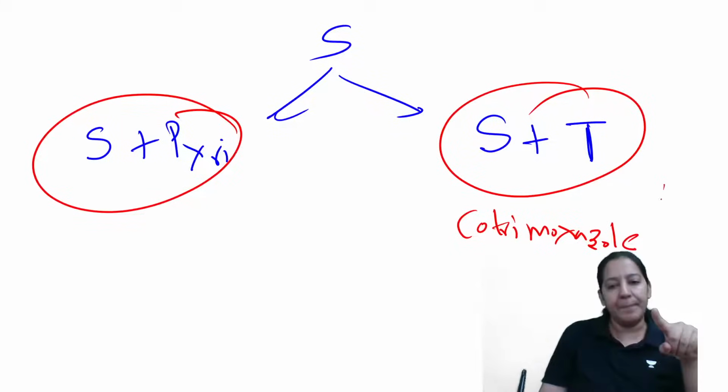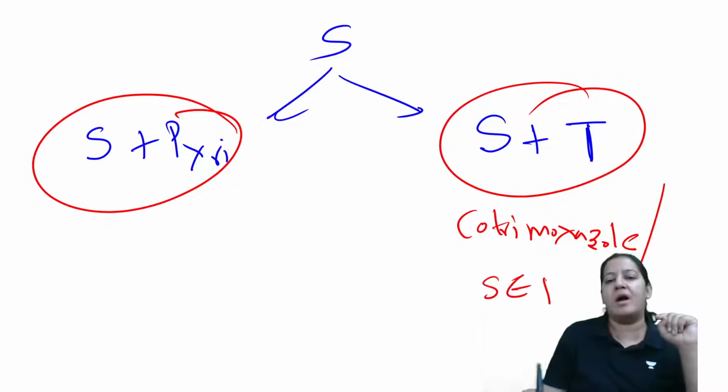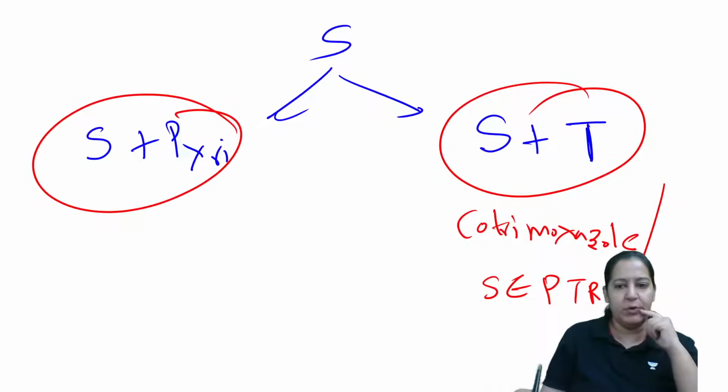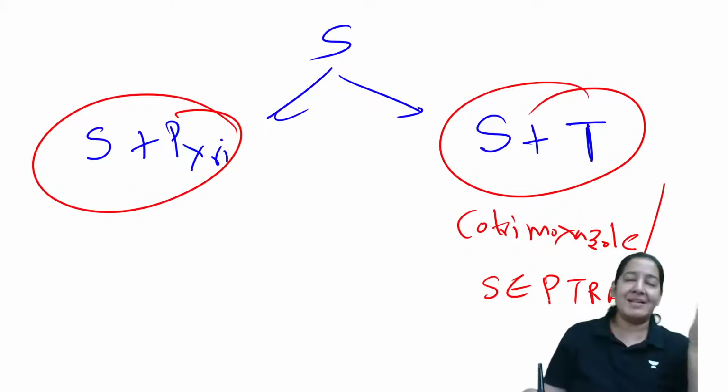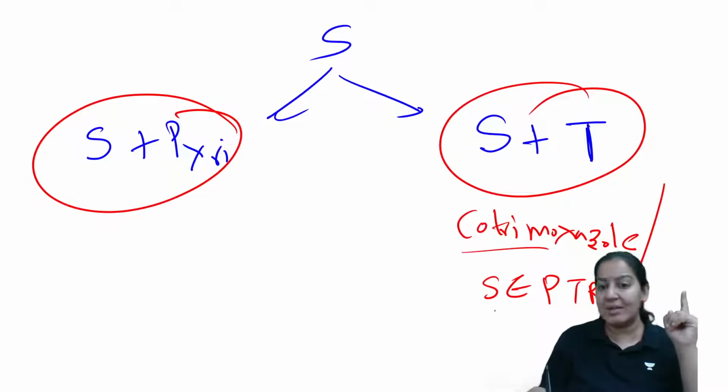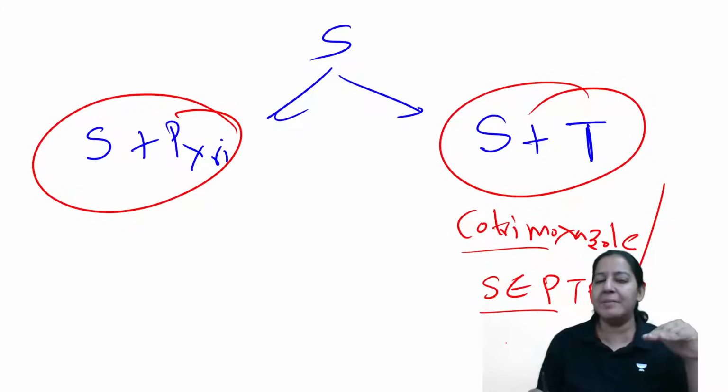Either say cotrimoxazole or the brand name of cotrimoxazole, which is Septran. You may be knowing that. One and the same thing, like paracetamol is Crocin. So cotrimoxazole is Septran. Septran is the brand name, available in the market by the name Septran. It contains both drugs.